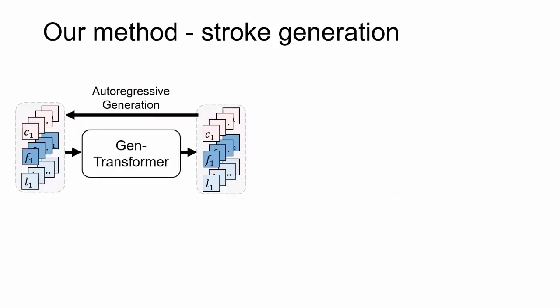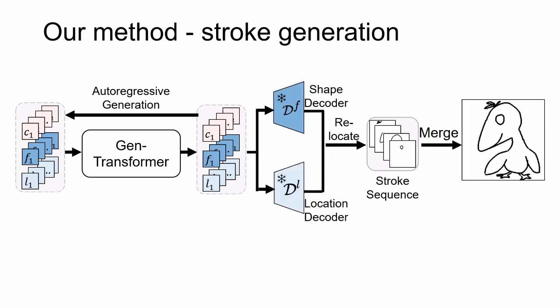After multiple autoregressive iterations, the gen transformer generates a sequence of stroke codes. Each stroke code is processed by its corresponding decoder and relocated, resulting in a sequence of strokes. These strokes are then merged to form the final sketch output.